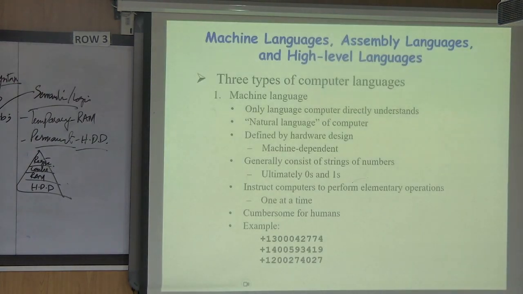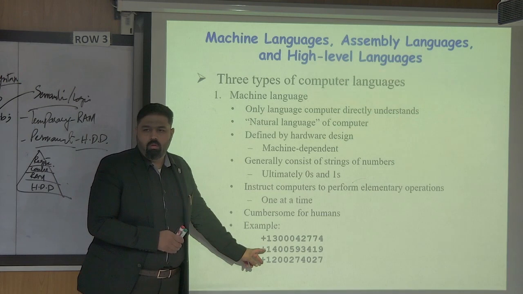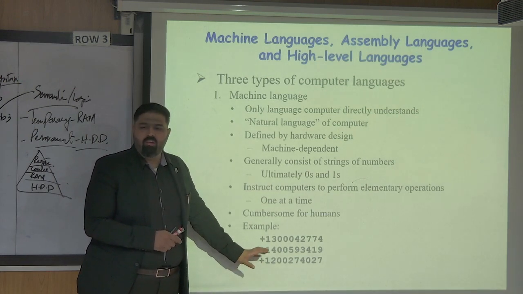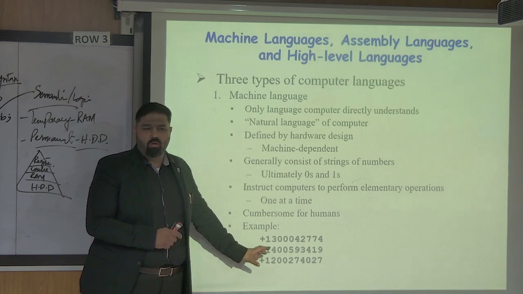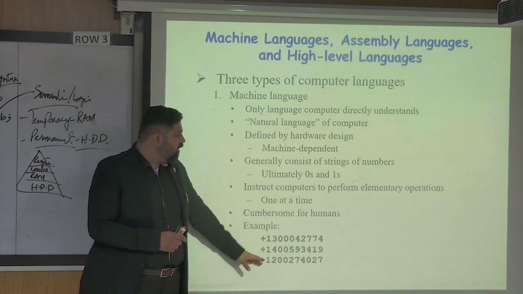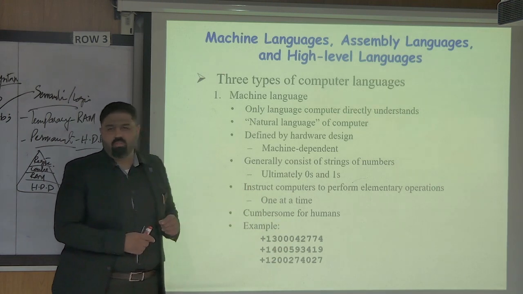So here are the types of programming languages. For example, first of all, let's go to the example. Can you make any sense out of this? You cannot make any sense out of this because this is something very understandable to the computer. String of numbers, ultimately converted to ones and zeros. It is very cumbersome for human beings to understand, isn't it?